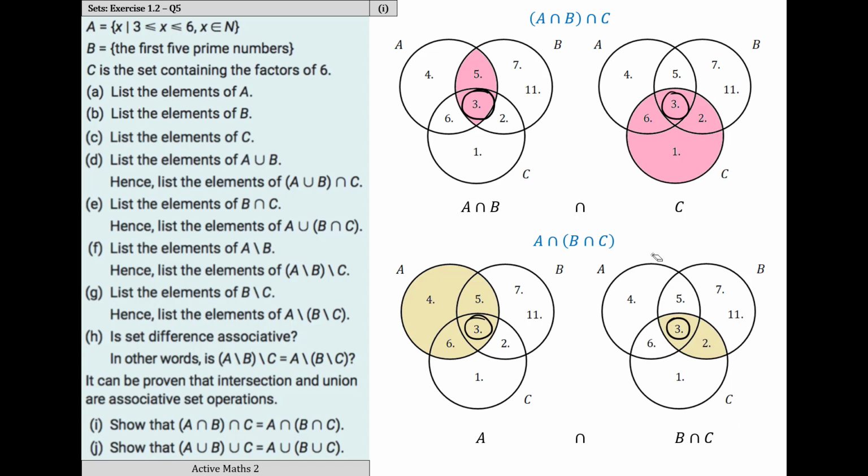And so what we can say is that intersection is associative. Both of these answers are the same. The answer is 3. And so the order you put the brackets wasn't important in this question. We ended up with the same answer. Okay, let's see if union is associative.